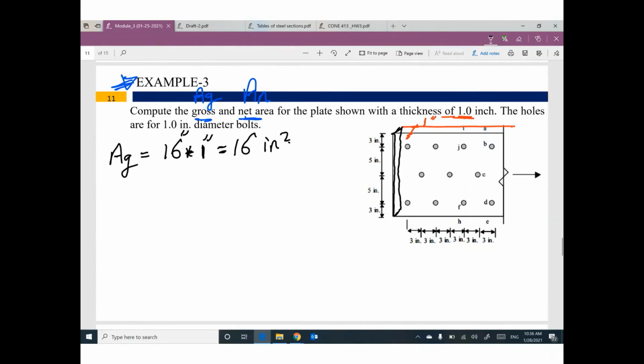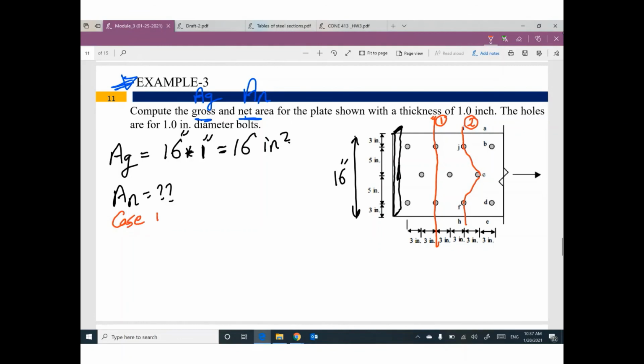Here is the gross cross section. 16 is the total height, 1 inch is the thickness. So if you multiply 16 by 1, you get 16 inches square. How can I get the area net? We have two expectations. The first one, probably your failure will happen through this cross section, or your failure can happen through this cross section. Let's see case number 1 and case number 2.